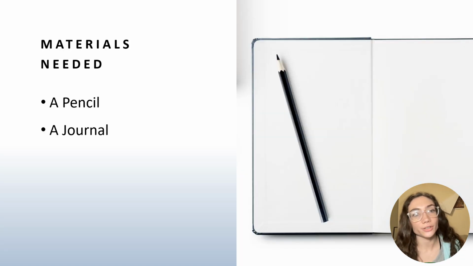Next, the materials needed. I say a pencil and a journal. If the student doesn't have a journal, just a sheet of paper at least. I want them to be able to write things down. And as for the pencil, I would prefer a pencil so that they're able to erase their mistakes because I know there will be mistakes as we're learning new things.